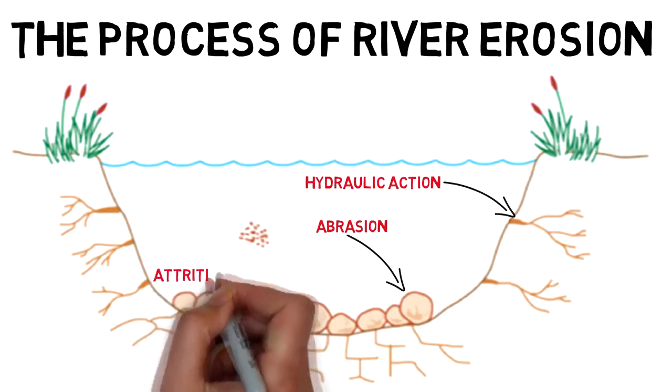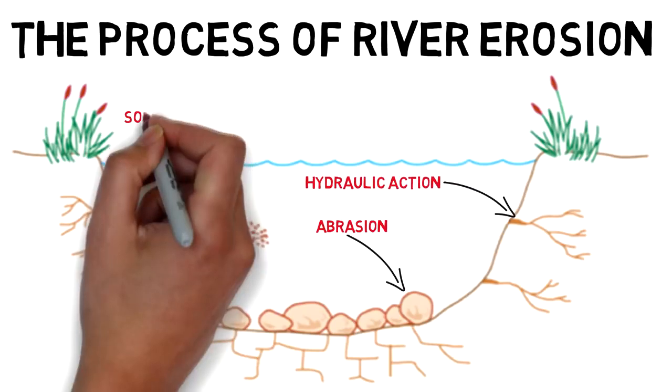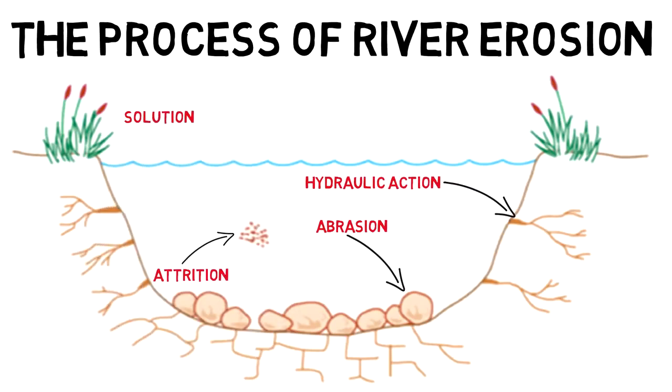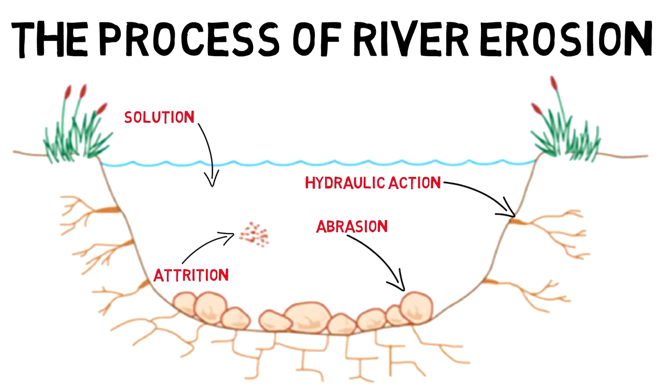Next, we have attrition. This is where the river's load collides and breaks down into smaller pieces. And finally, we have solution. This is where chemicals in the river actually dissolve the rock on the riverbed. So that's the basics of everything you need to know about river erosion. Now we're going to move on to river transport.